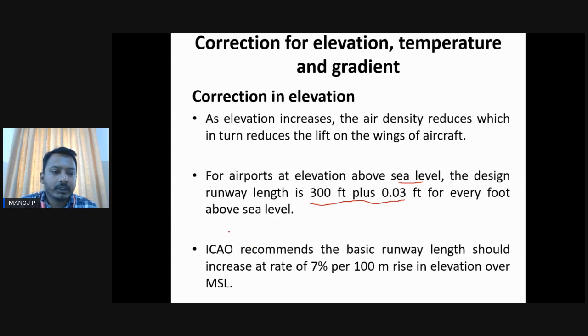ICAO, the International Civil Aviation Organization, recommends the basic runway length should increase at a rate of 7% per 100-meter rise in elevation over the mean sea level. This is expressed in terms of meters. For every 100-meter rise, 7% should be added to the basic runway length. Assume that we have calculated the basic runway length at mean sea level. If the site is 100 meters above the sea level, then 7% should be added to the basic runway length.